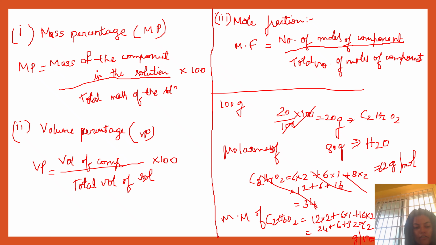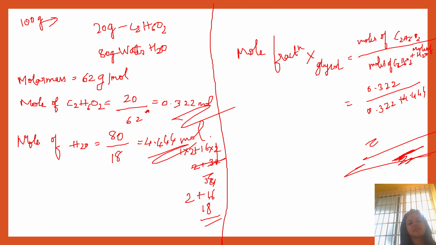Next step is to find the moles of C2H6O2 as well as the moles of water. Then find the mole fraction of ethylene glycol. That is, by formula, moles of C2H6O2 divided by moles of C2H6O2 plus moles of H2O. That's it, then over. Let's solve it.